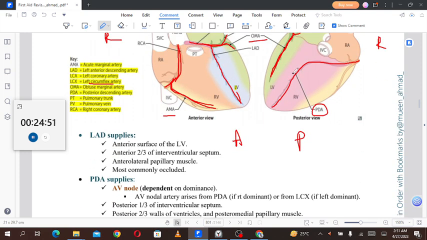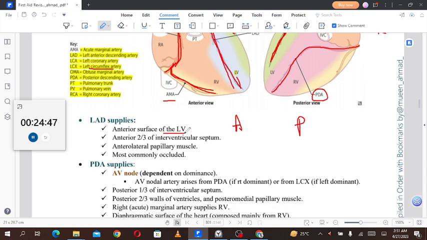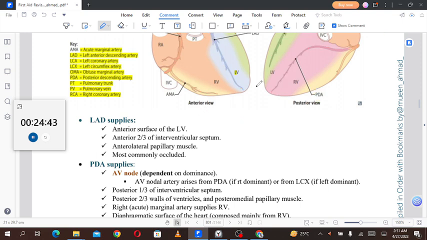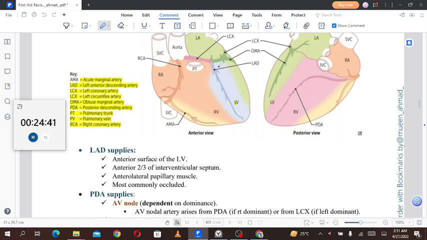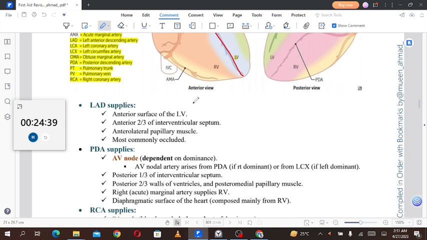LAD is this artery, anterior surface. Yeah, this is the LAD. Okay, so LAD, anterior surface of the left ventricle. Okay, now let's remove all of the things. Yeah, this is the left ventricle, and now we are talking about this artery. So the LAD is going to supply the anterior surface of the left ventricle, anterior 2/3 of the interventricular septum, and the anterolateral papillary muscle, and the most commonly occluded artery is the LAD. Remember, anterior 2/3 of the interventricular septum.